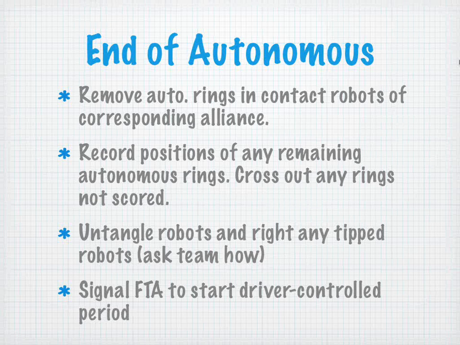And then once any of those issues are squared away, signal the FTA to start the driver control period. Now, I suspect, especially the first week of league events, there's not going to be a lot of scoring during autonomous, and hopefully we won't have too many robots falling over. So hopefully, for the most part, you'll just take a quick look at the field, cross out those autonomous rings for not getting scored, and then give the FTA the thumbs up to go ahead and start the driver control period.